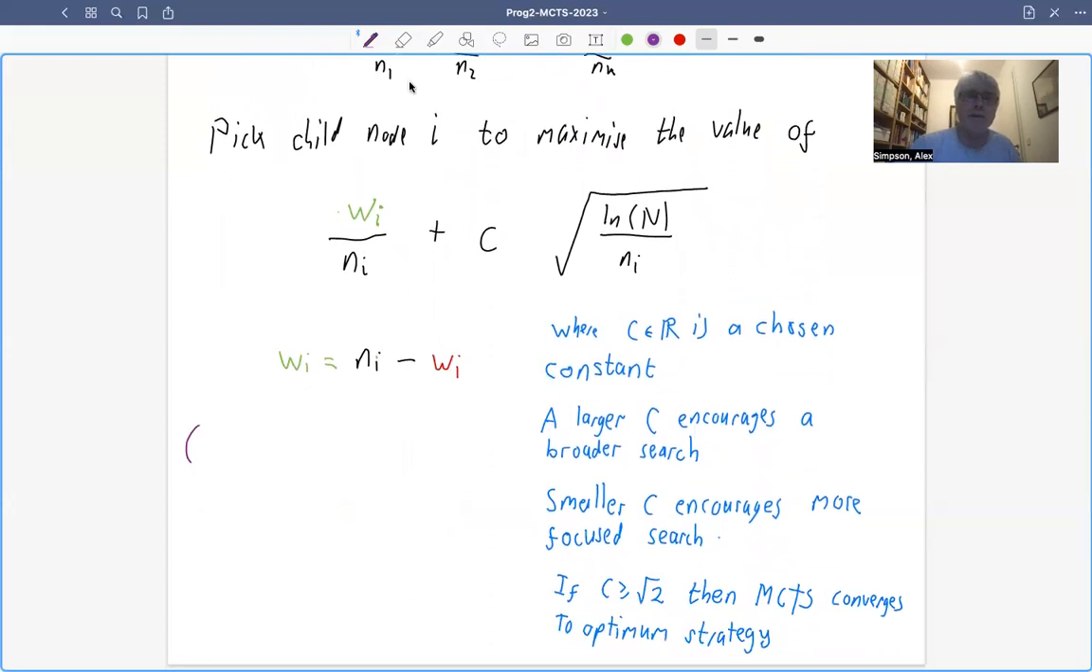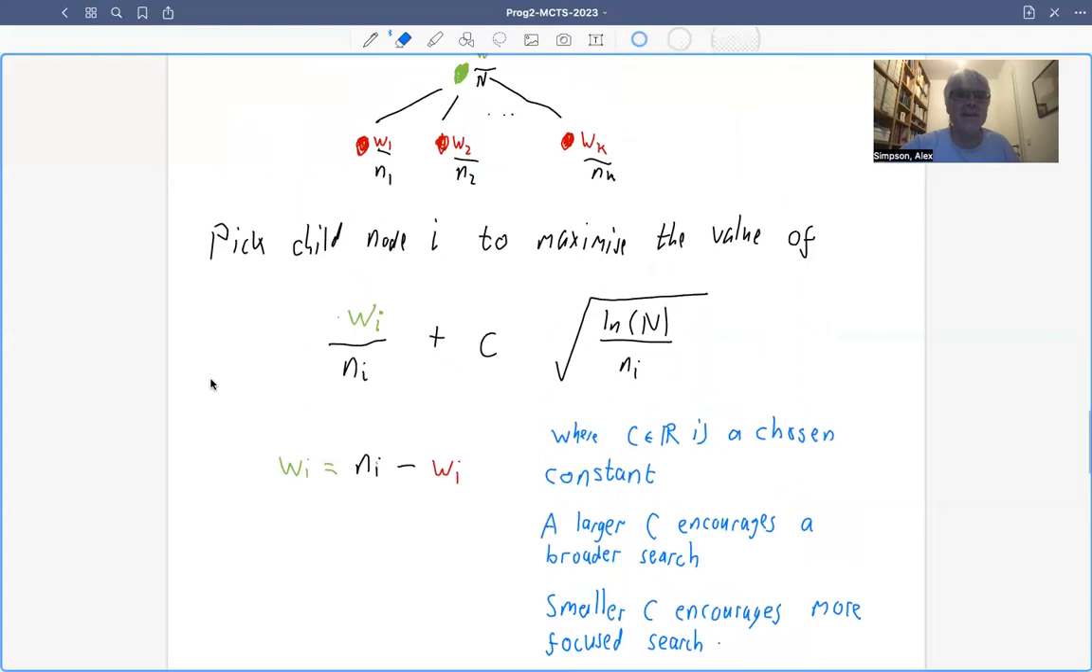And now I've forgotten what both of them are. Anyway, we want to follow this formula.